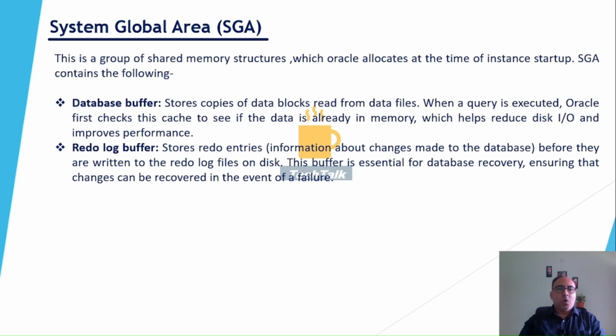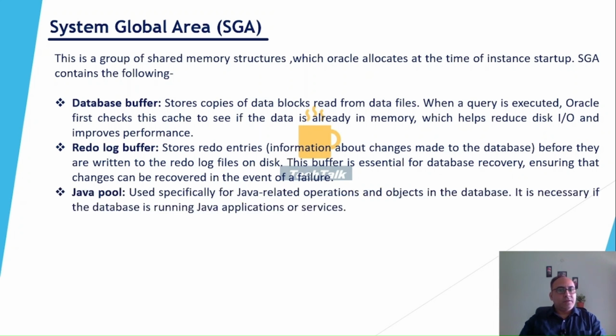Then we have the redo log buffer. It stores redo log entries before they are written to redo log files on disk. This buffer is essential for database recovery, ensuring that changes can be recovered in the event of any sort of failure. Java pool is used specifically for Java-related operations and objects in the database.